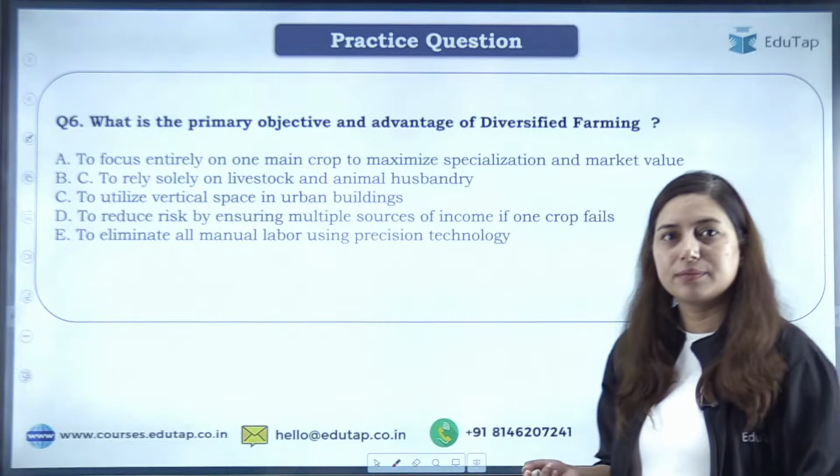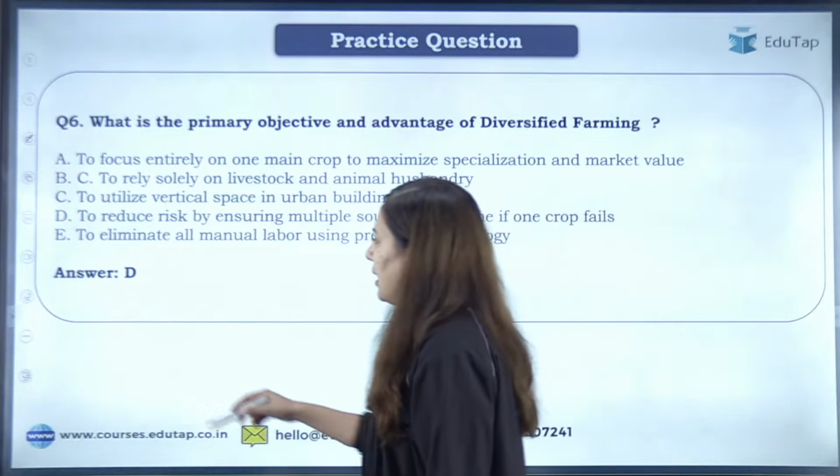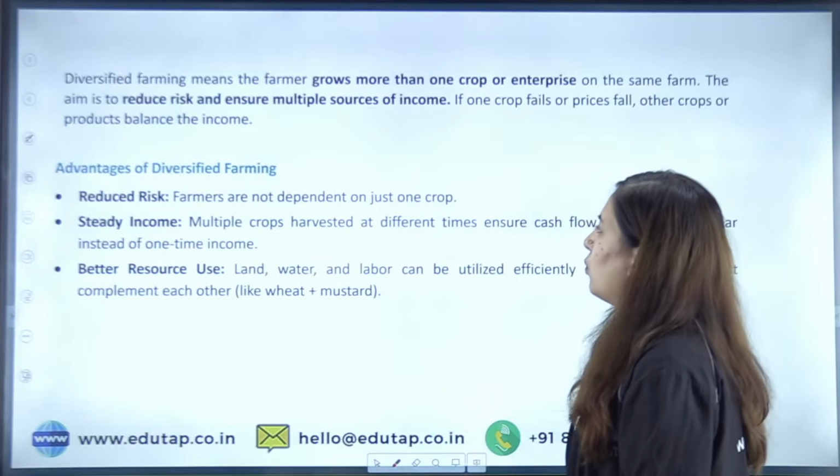What will be the answer here? Okay, very good. Answer will be option D. ठीक है, I can see all of you have given the right answer. Well done. चलो, what is diversified farming?